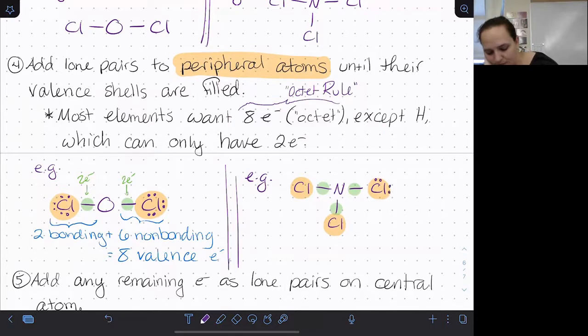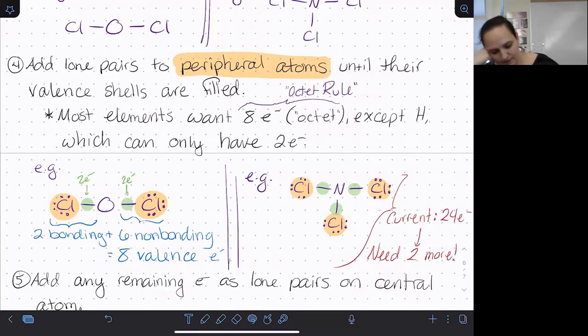So we need to add 6 more, just like we did last time, in the form of 3 lone pairs on each of our chlorine atoms. So our chlorines all now have filled valence shells of 8 electrons. They have complete octets. So we can sort of check in on how many electrons we have so far to see how many we have left to use in the next step. So we currently have 2, 4, 6, 8, 10, 12, 14, 16, 18, 20, 22, 24. We were aiming for 26, so we need to add 2 more electrons to our structure.